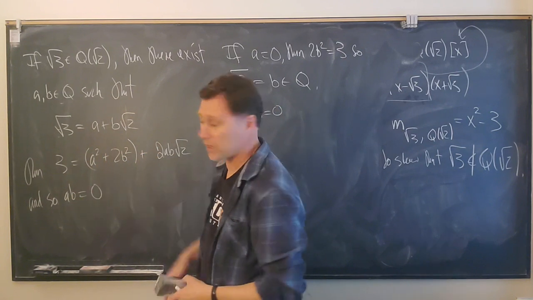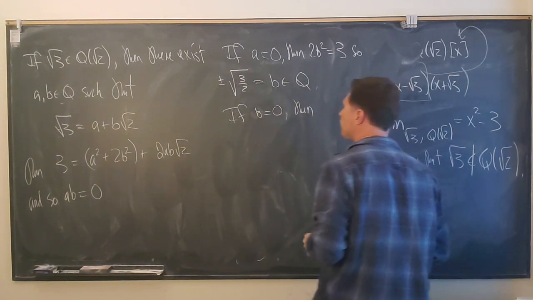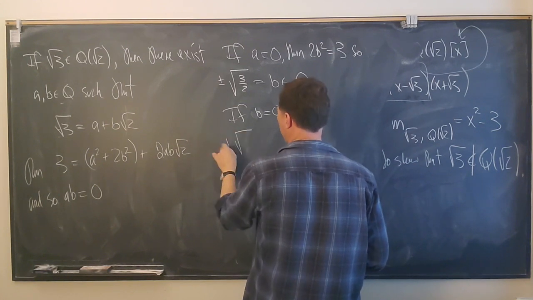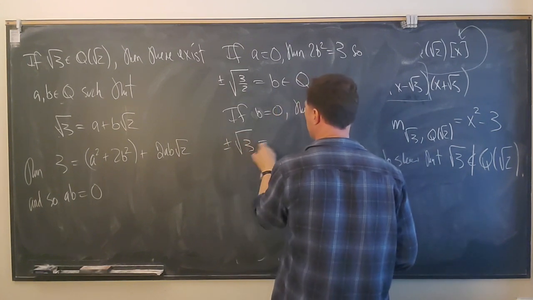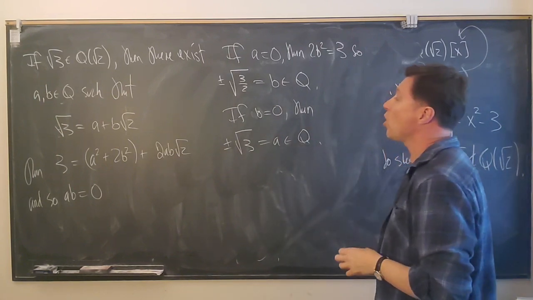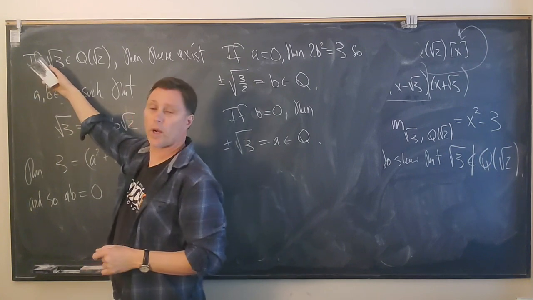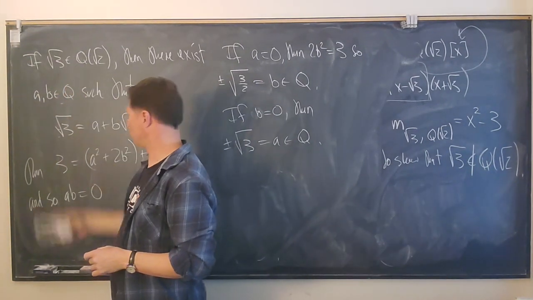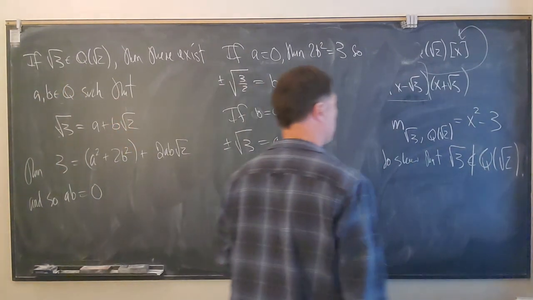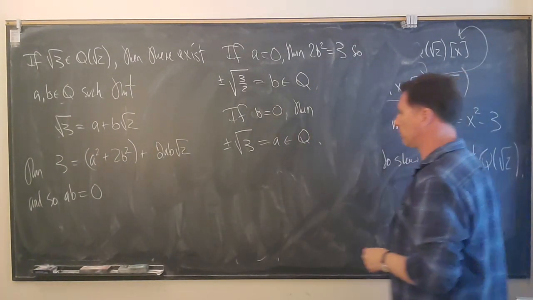If b equals 0, then all of this stuff is gone. We'd have a squared equal to 3, right? So then plus or minus root 3 equals a, that's in Q. So in both cases we get a contradiction, which means that no such a and b exist, which means that square root of 3 is not in Q adjoin root 2, which means that this is our minimal polynomial.